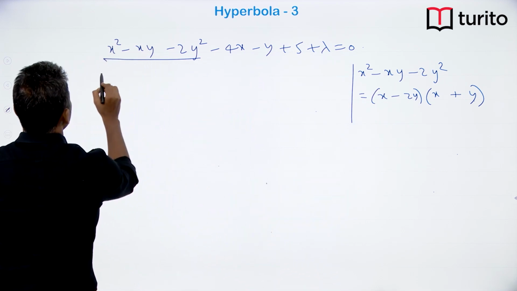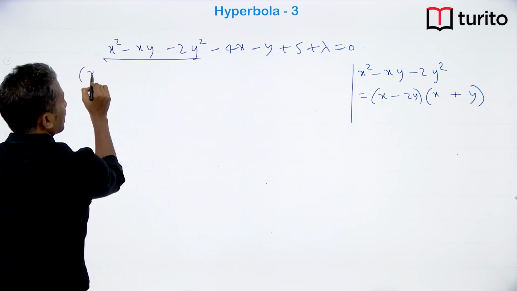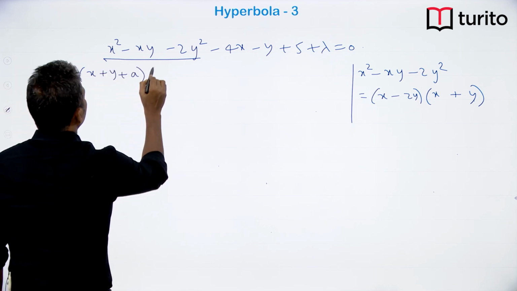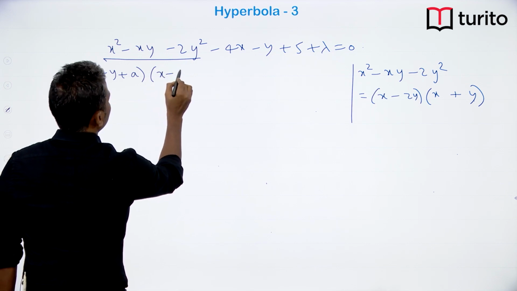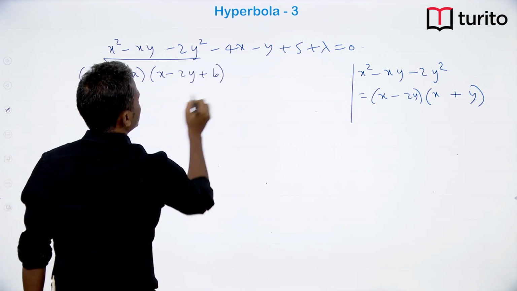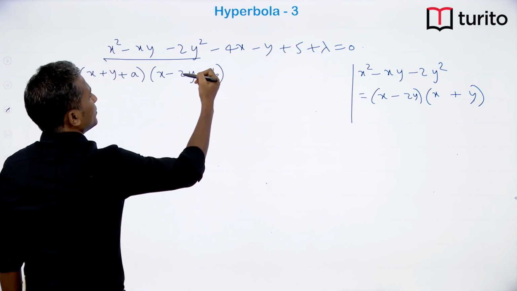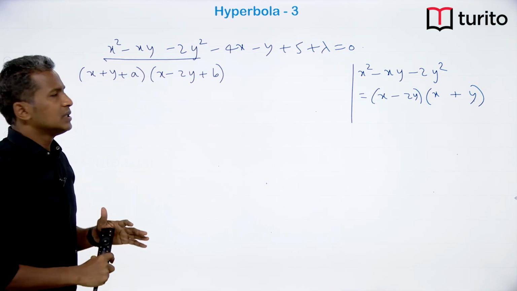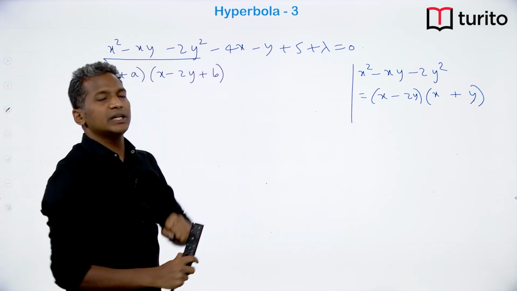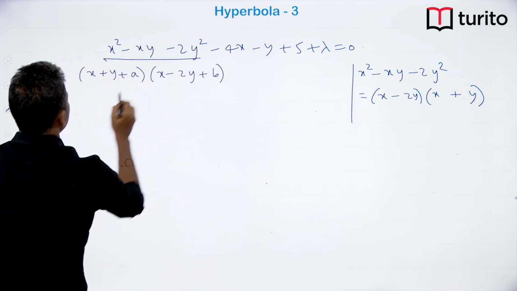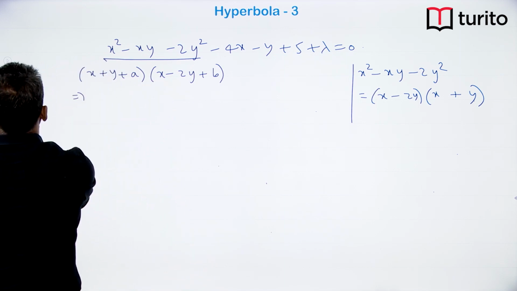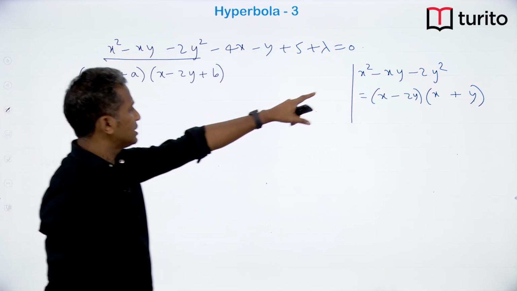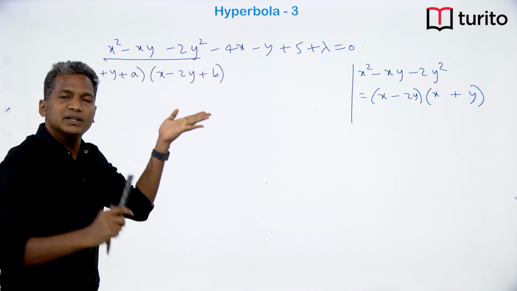So what I will try to do is, I will take the equations like this: x plus y plus a constant a into x minus 2y plus some constant b, and if I am able to compare this with that, it should match. So I will compare only x and y terms. Suppose, let us say, if I expand this, what am I going to get? This is just an experiment based on our observations.